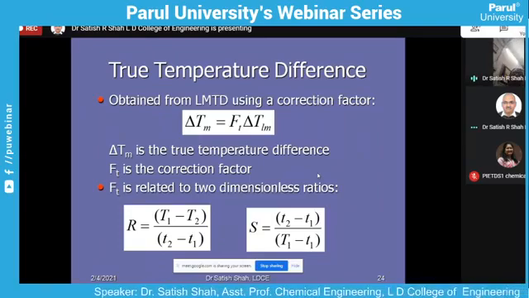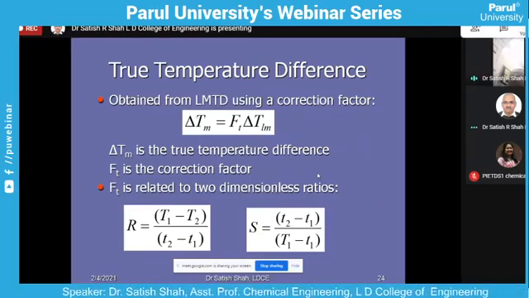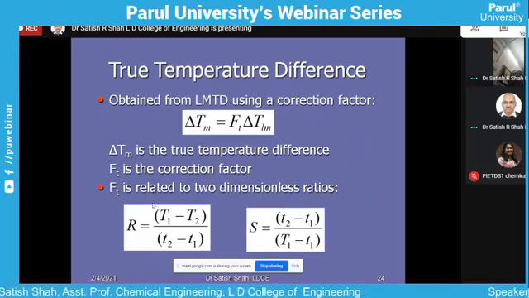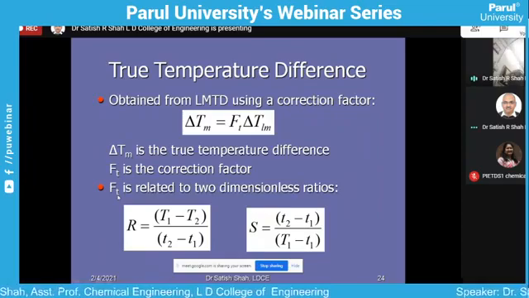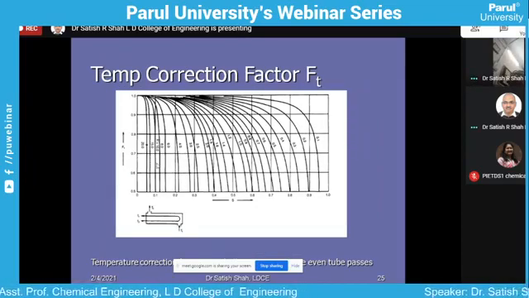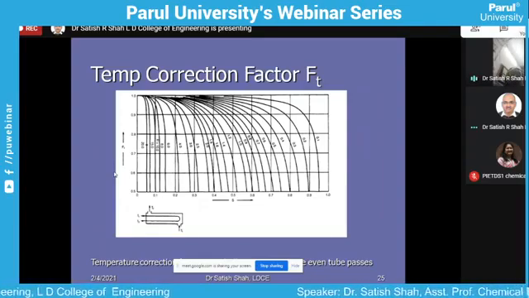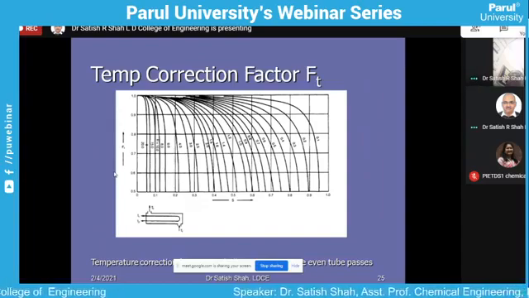So how to apply the correction factor? For that, we have to calculate the value of R and S. Value of R and value of S. And that value you have to put in the chart, which will give you the value of Ft. I am just showing you that chart also. It is like this. See, these are the different values of R in the figure, and we have the value of S, and you will get the value of Ft. So you can multiply that delta Tm value, the LMTD value, by the correction factor, and you will get delta Tm.